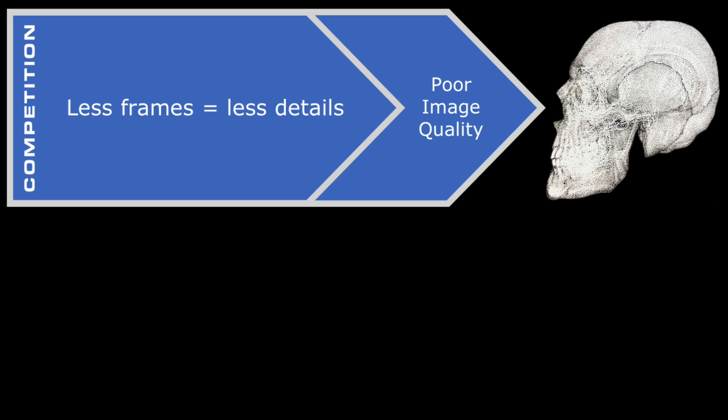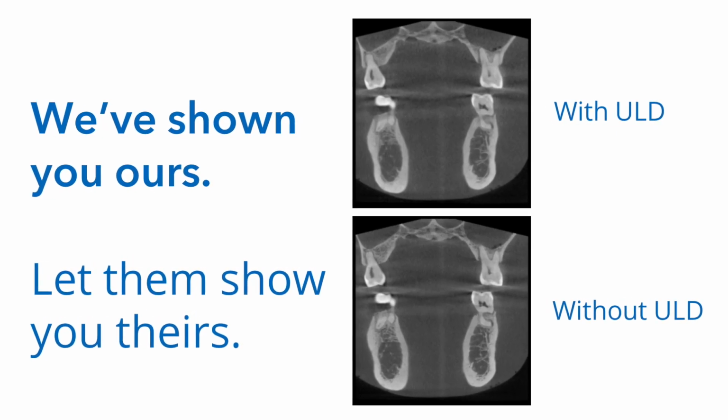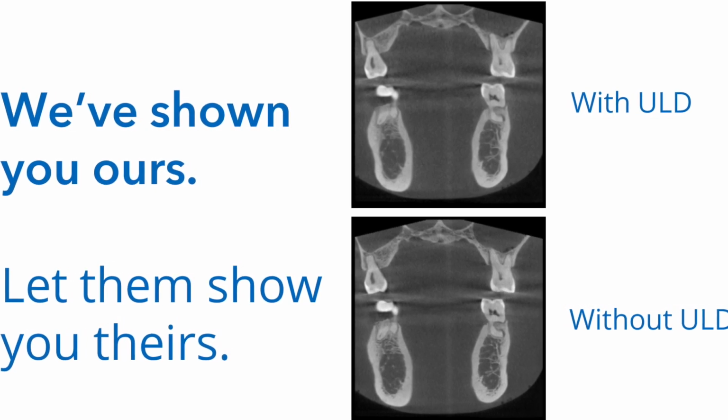So let's recap. Low-dose images take less frames, which equals less details, resulting in poor image quality. Planmeca Ultra Low Dose takes more frames, which equals more details, providing the same diagnostic quality as a normal scan. And remember, when talking with a manufacturer rep about 3D and low-dose imaging, we've showed you ours, so make sure they show you theirs. It's only fair. And do yourself a favor, just be informed.